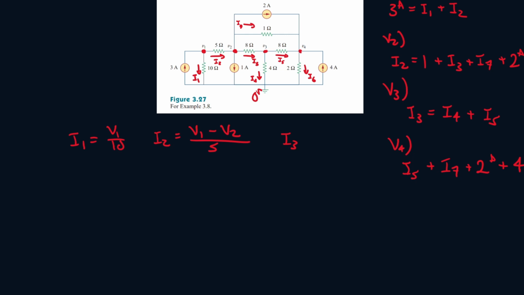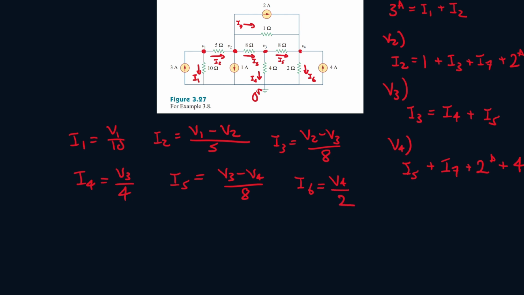I3: V2 minus V3, high potential to low potential, all over 8 ohms. Okay, I4: high potential V3 to low potential 0, all over 4. I5: high potential V3 to low potential V4, all over 8. And I6: high potential V4 to 0, all over 2.